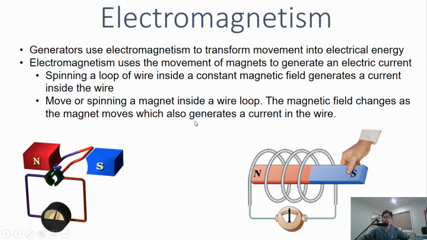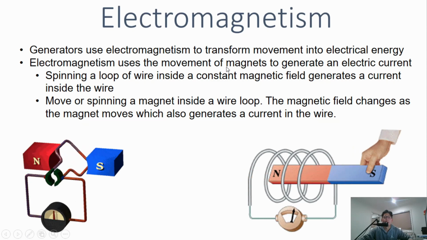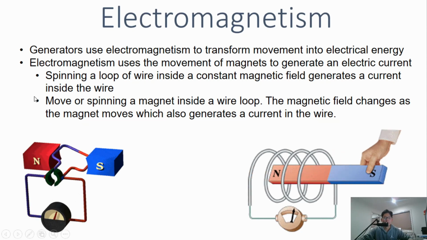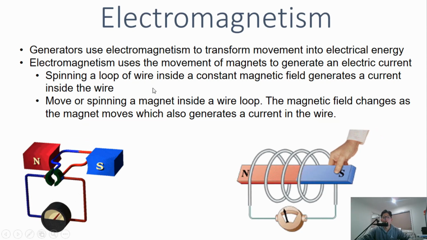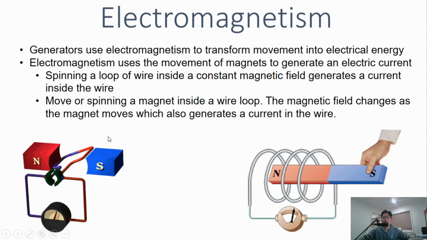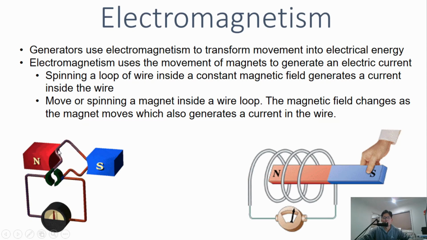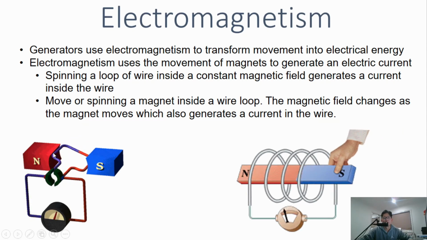So to understand how generators work, we need to understand how electromagnetism works, because generators use electromagnetism to transform movement into electrical energy. So electromagnetism is essentially using the movement of magnets to generate an electric current, and these are the two most common ways this is achieved. The first one is spinning a loop of wire inside a constant magnetic field, which creates an electrical current inside the wire. So this is the bottom left image here. We can see the two magnets on the outsides of the wire in the middle. So that is our constant magnetic field, and the wire just rotates in between to move the magnetic field, which essentially creates an electric current.